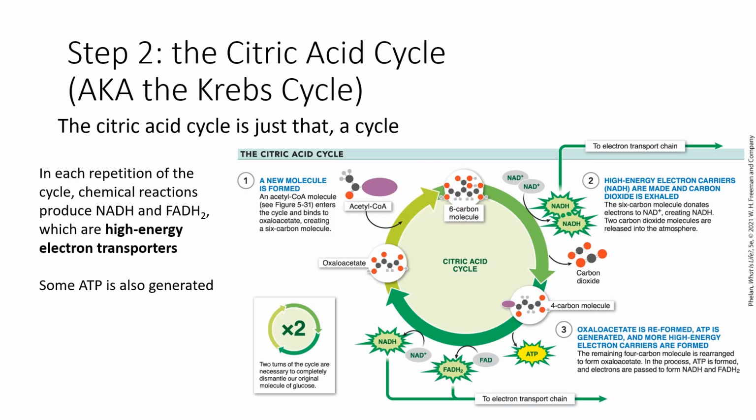The citric acid cycle is just that, a cycle. So as acetyl-CoA is being produced by glycolysis, this cycle is continuously repeating. You don't have to worry about all the steps of this process. But what's happening here is that acetyl-CoA is being used in a series of chemical reactions to produce those high-energy electron transporters, NADH and FADH2. During this process, we also produce some ATP, but we're not at the big ATP payload yet.